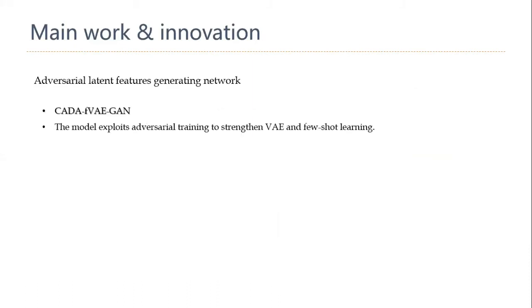The adversarial latent feature generating network is a key module in our model. Our model is named CADA-FVAE-GAN, and the model itself uses adversarial training to strengthen VAE and few-shot learning.